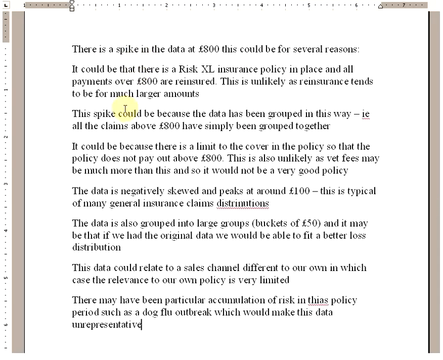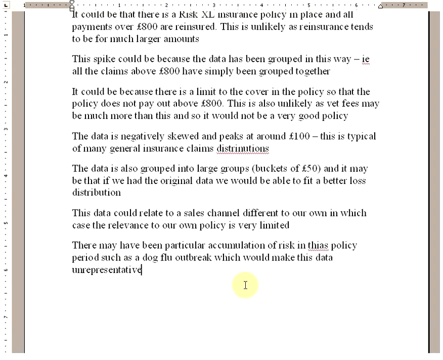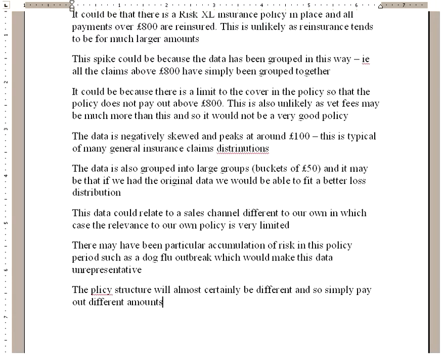So now I've got 1, 2, 3, 4, 5, 6, 7 points. So I really want to make 3 more points here. And what else can I do? A really important one: the policy structure will almost certainly be different, and so simply pay out different amounts and have different features.